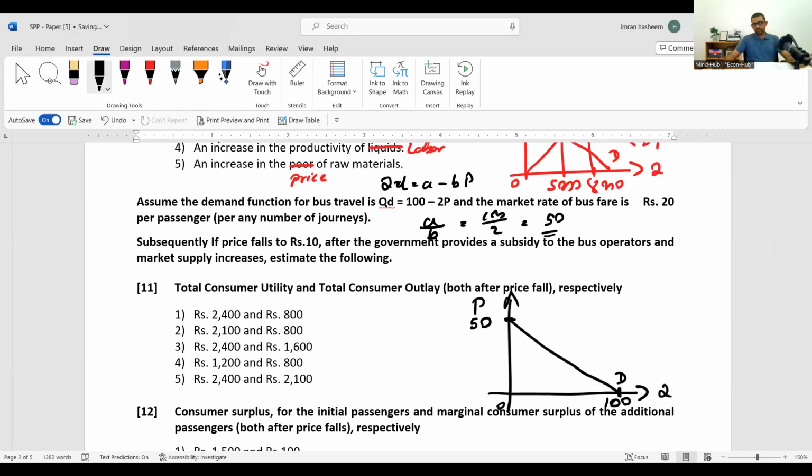So 50. Now we have the basic idea, and then it says the price is 20 rupees initially. Price is 20 rupees, proportionately it's not very correct, but anyway, 20, and then the number of journeys.